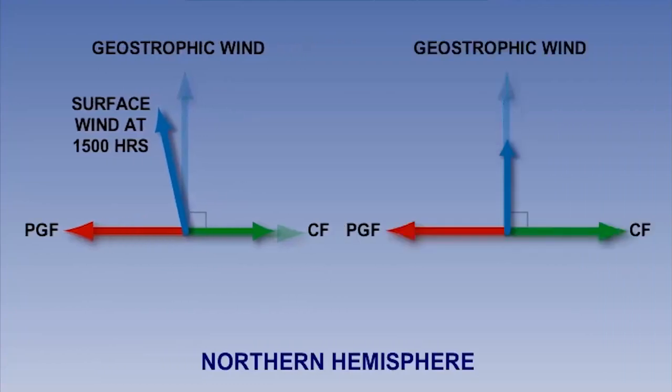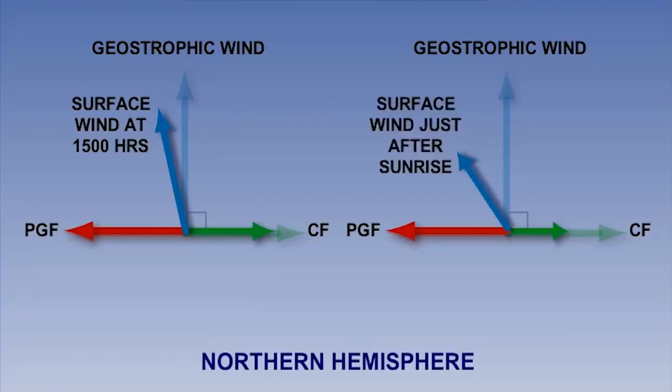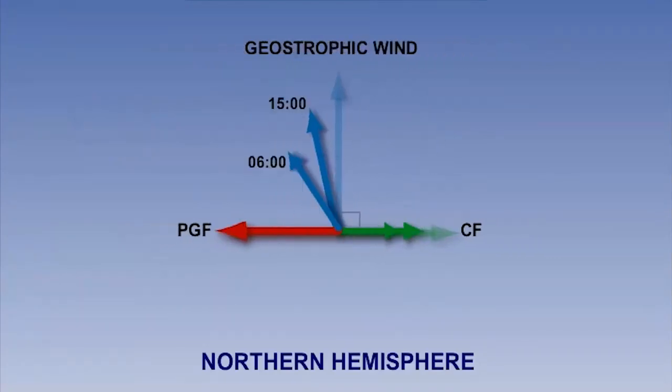But at 0600 hours, the surface wind is at its slowest, and the reduction in the Coriolis force is much greater. Therefore, the surface wind will be deflected by a greater amount from the geostrophic. The surface winds will simply move between these two extremes depending on the time of day.